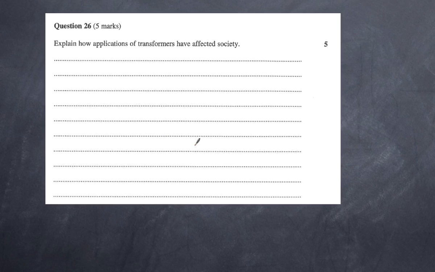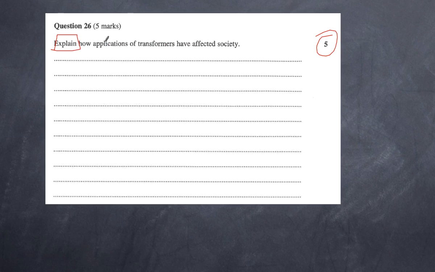Question 26. I won't spend a lot of extended time on question 26. This is a question that comes up time and time again. It's worth 5 marks. It says explain how applications of transformers have affected society. Now again, it's about explaining, so that's all about cause and effect. So we're looking at applications of transformers affecting society. So you need to talk about applications of transformers.